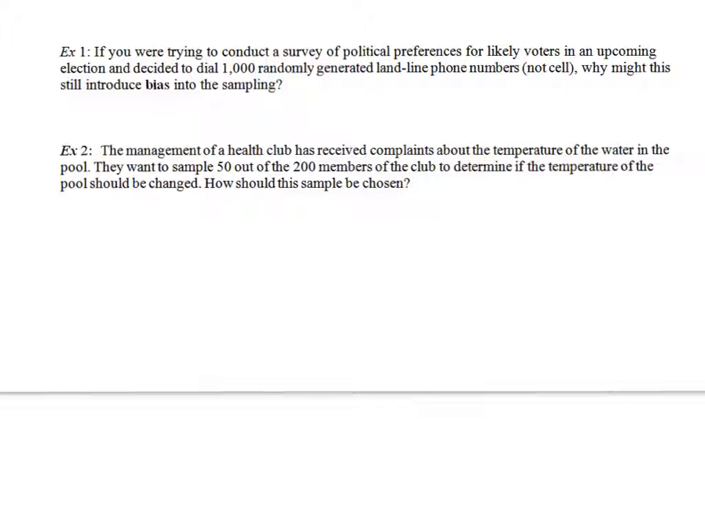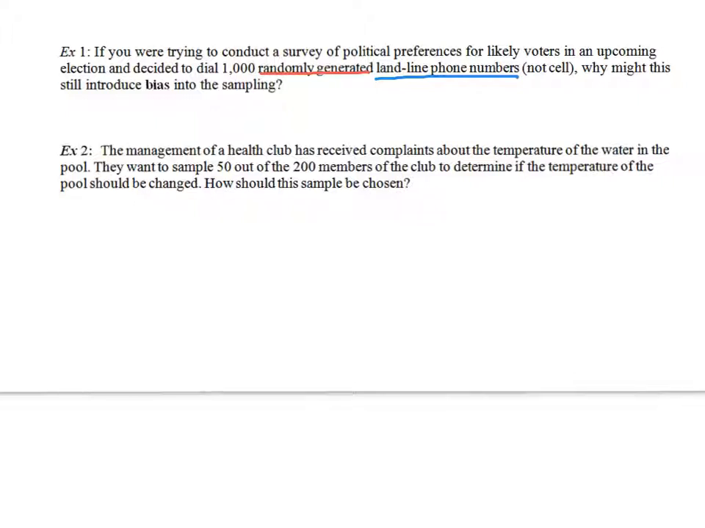So first of all, we've already said that we've got randomly generated numbers. So we know that we're trying to eliminate bias, but why do we still have bias in this sampling? Well, of course, it's because we are just focusing on people that have landline phone numbers. Right now, most people that have landline phone numbers are probably the older part of our population.